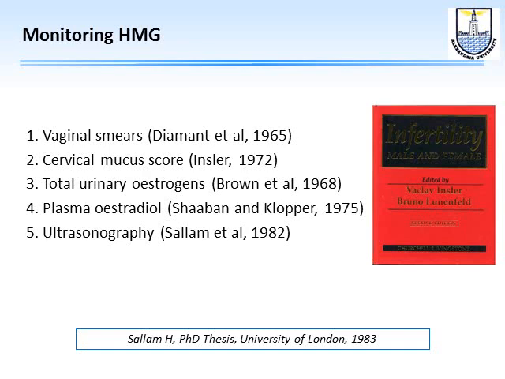And there were different methods of monitoring, starting with vaginal smears. As you can see in this early book on infertility by Professor Lunenfeld and Professor Vaclav Insler, a beautiful book at a time when very few books on infertility existed. So the monitoring could have been done by vaginal smears, or by monitoring the cervical mucus, or measuring total estrogens in urine, or then measuring plasma estradiol in blood, or the ultrasound, as we will say.